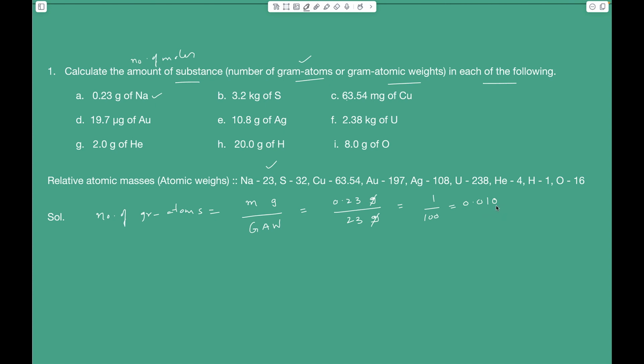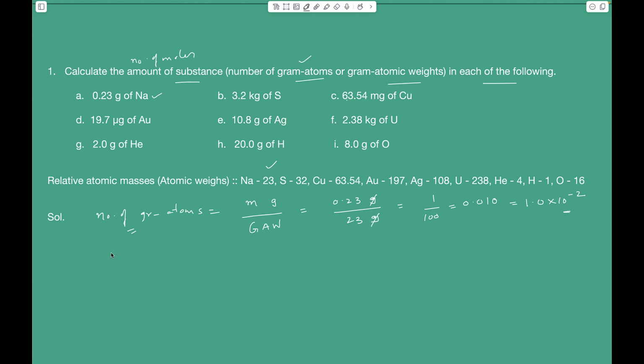Why did I do that? It has something to do with significant figures. You figure that out. So the number of gram atoms of sodium in 0.23 grams of sodium is 0.010, or you can also express it in exponential form as 1.0 times 10 to the power of minus 2. See, number of gram atoms is just a number.